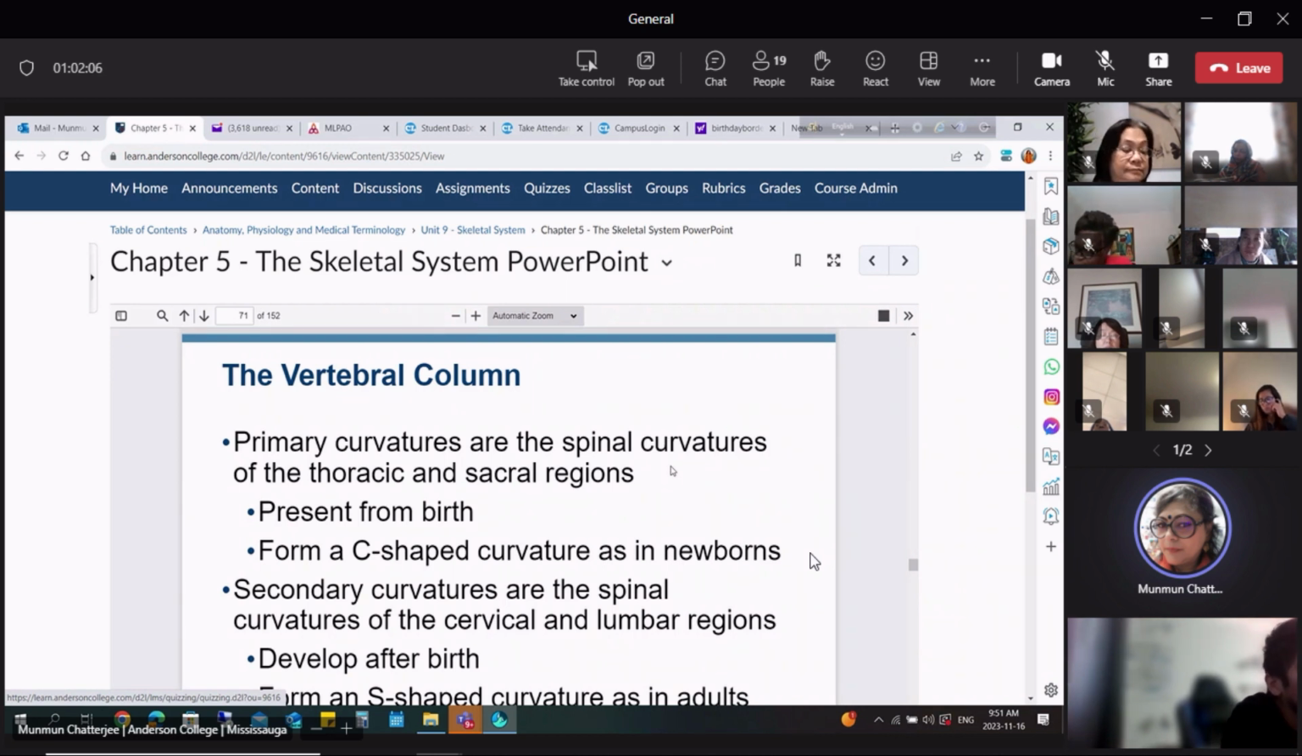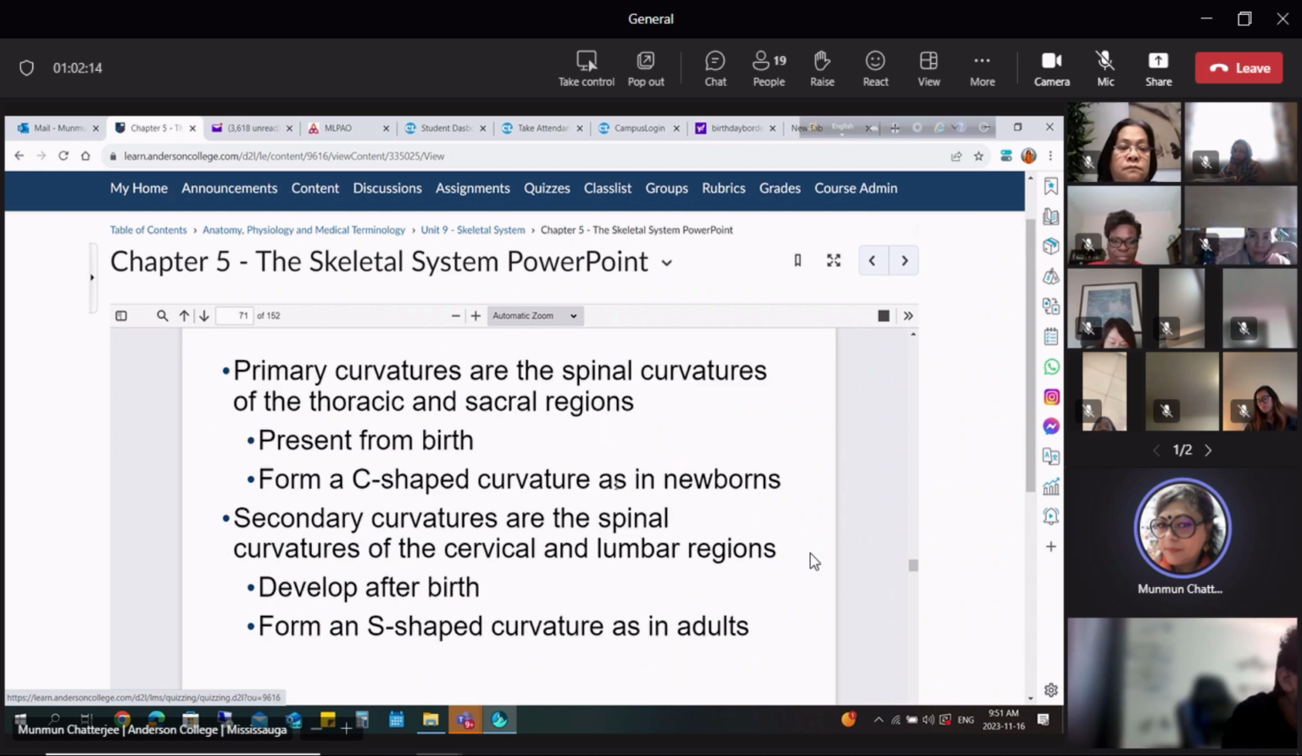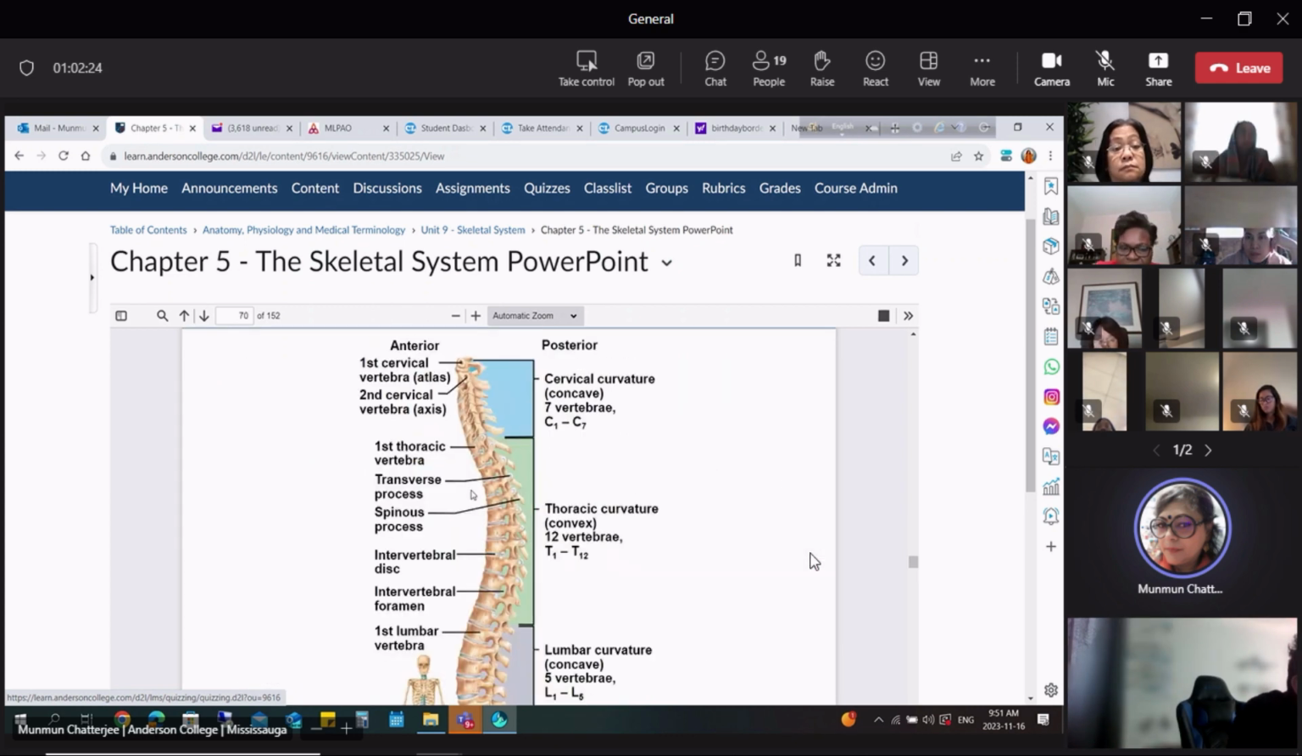Let me read. What is important: primary curvatures of the vertebral column. The spinal curvature of the thoracic and sacral regions is present from birth, as C-shaped curvatures in the newborn, and the secondary curvatures develop later. Only one thing is important here: our total vertebral column has a C-shaped curvature.